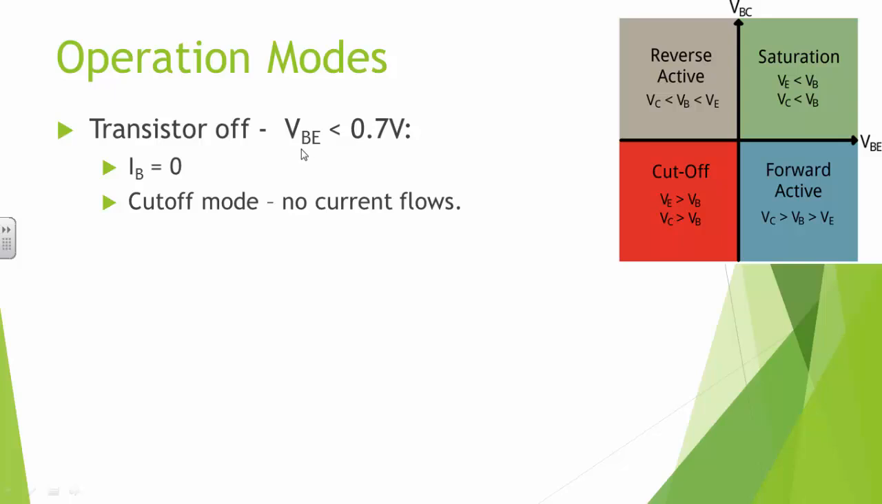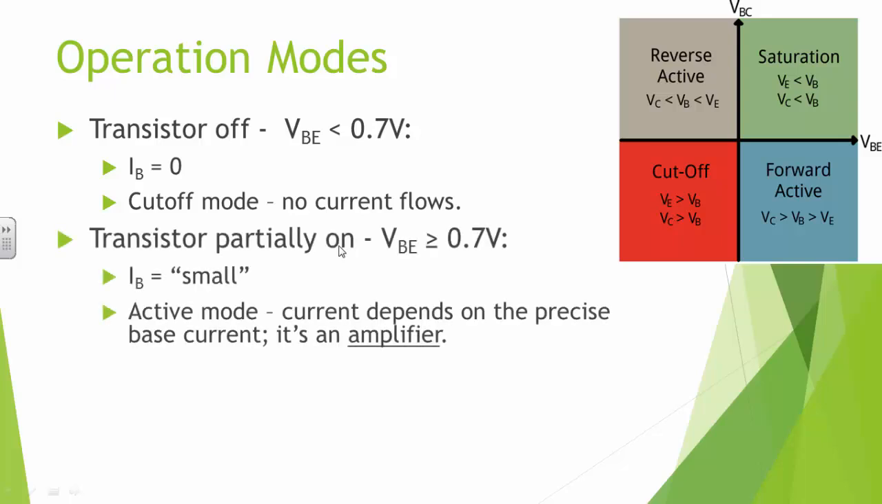For our purposes, we can consider that potential to be zero. We put a low potential onto the base of our transistor. When we apply a low potential to it, the current to the base goes to zero, and we call this cutoff mode. No current flows. This is our case where the resistance of our transistor is very high.